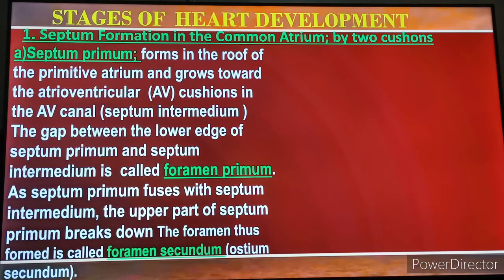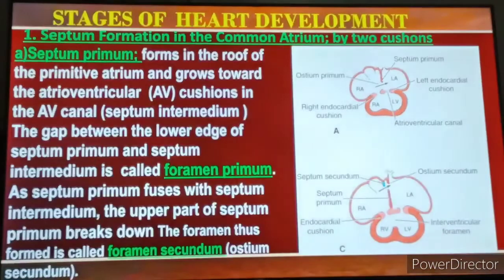We're going to learn about the atrioventricular cushion in the atrioventricular septation. So this septum primum grows downward, and before it actually fuses with the atrioventricular cushion, above it breaks off. The upper part of the septum primum has broken down to give us foramen secundum, and the foramen that is almost below it before it fuses with the atrioventricular cushion is the one that is called foramen primum.